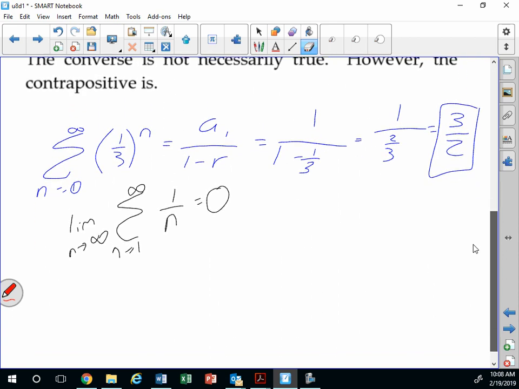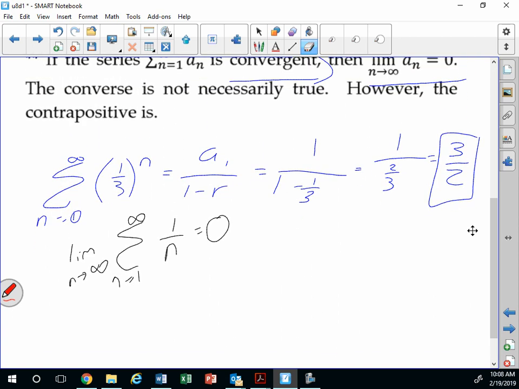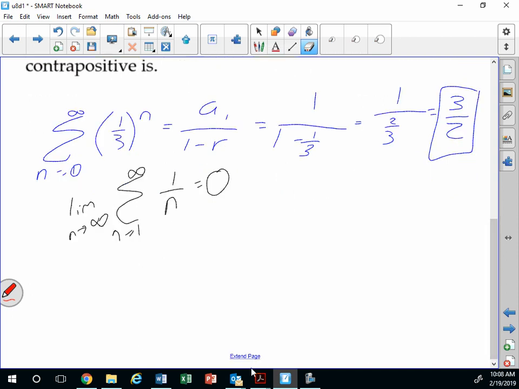Here's the deal, ladies and gentlemen. Do you remember what contrapositive means? Negative p to negative q to negative p. So if my series is convergent, then the limit is 0, right? If my limit does not equal 0, then I can guarantee my series is divergent. That's what a contrapositive says. So I'm going to write this down, and you're going to write it down too.